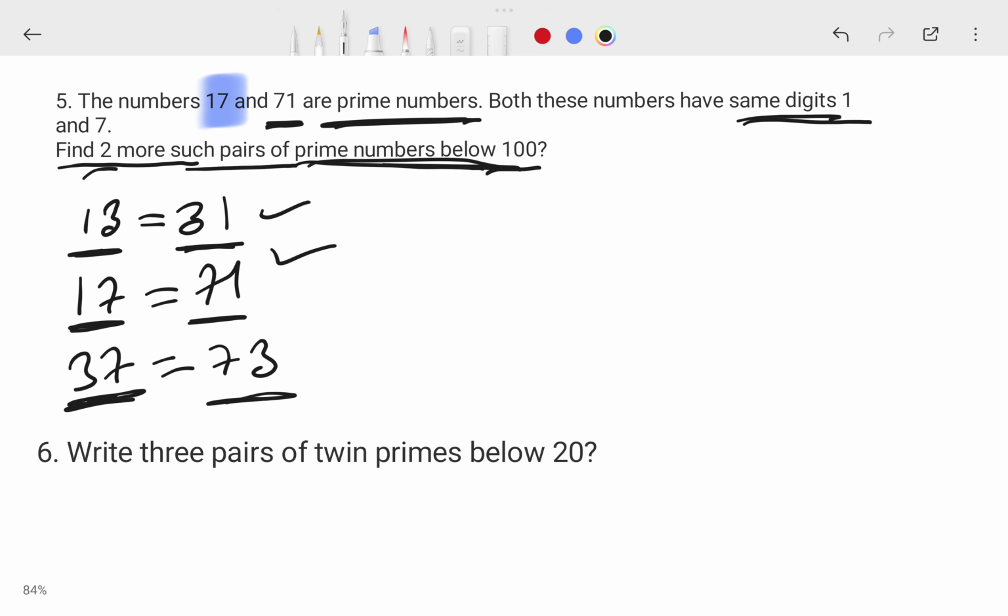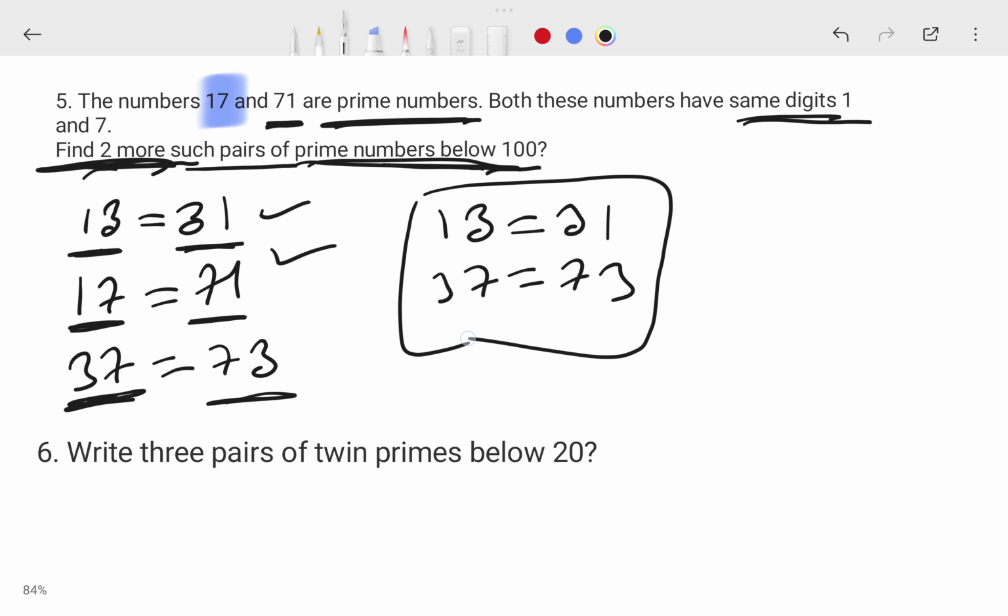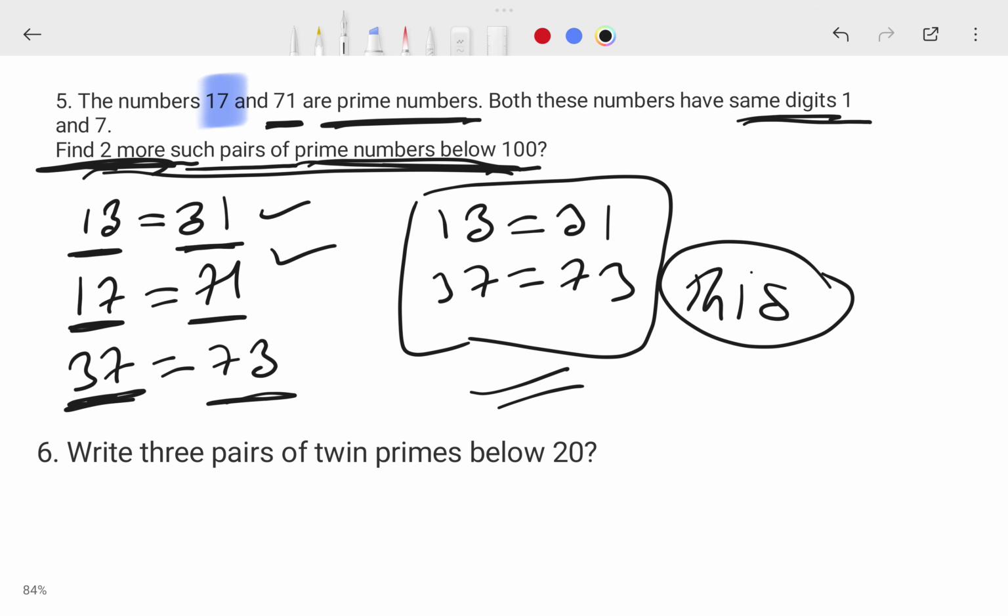So I hope you will understand. So you have to write 2 such pairs. So that is 13 equals 31, and 37 which equals 73. This is the answer. These are such pairs of prime numbers. I hope you will understand this one.